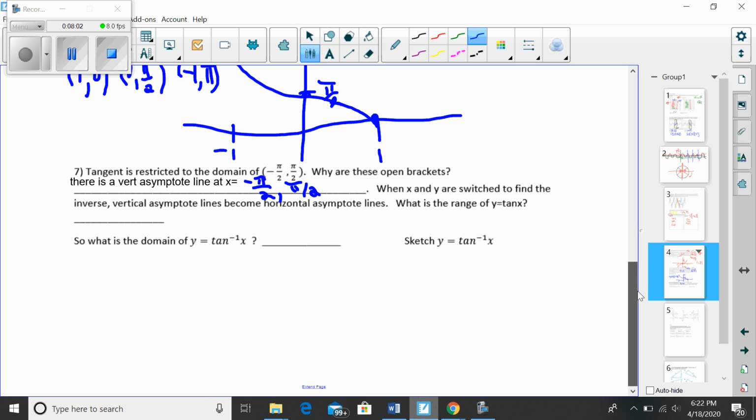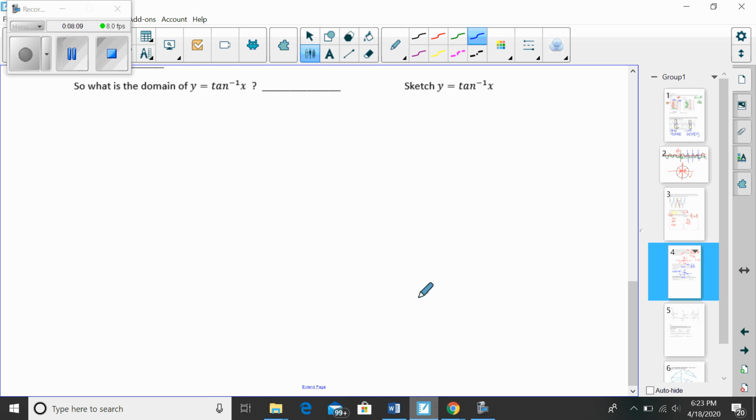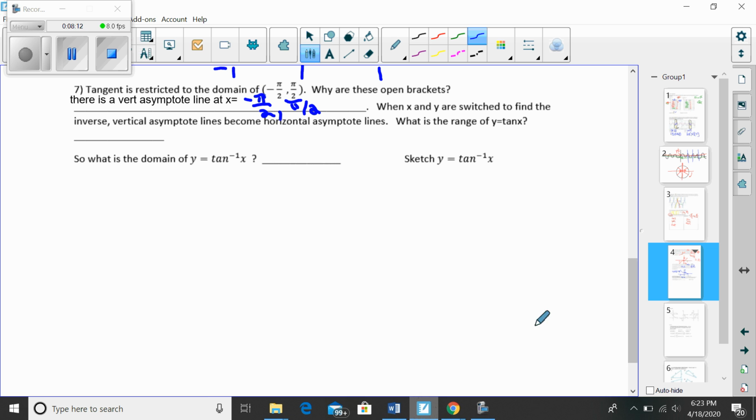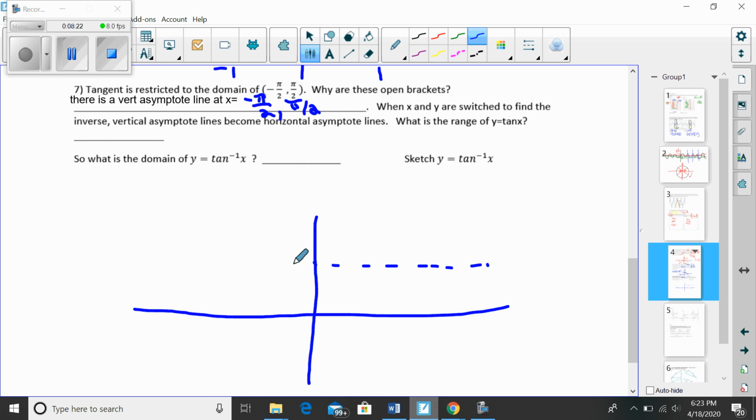So what that tells me when I go to switch my x and y is if I have vertical asymptote lines here, those become horizontal asymptote lines when I find the inverse, all right, because x and y switch. So that means I am going to have a horizontal asymptote line at positive pi/2 and -pi/2.